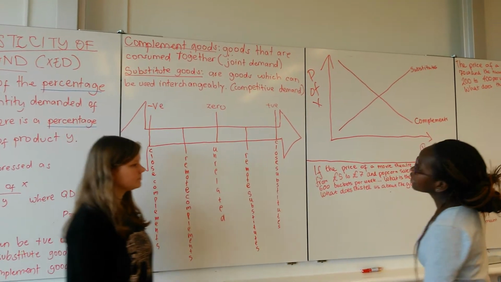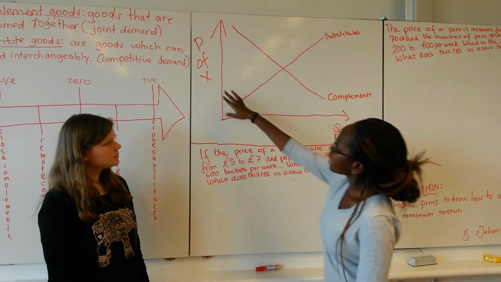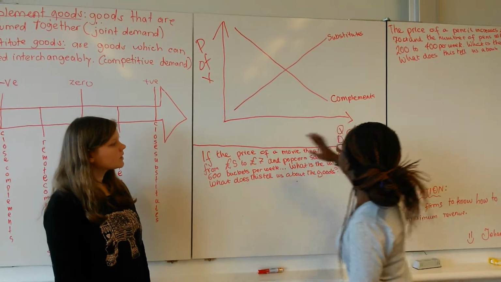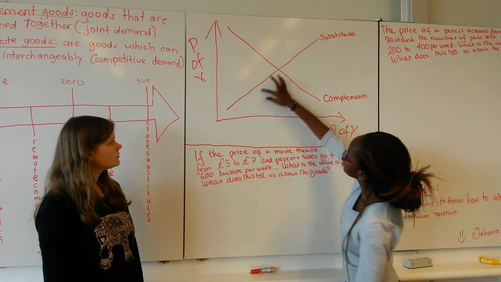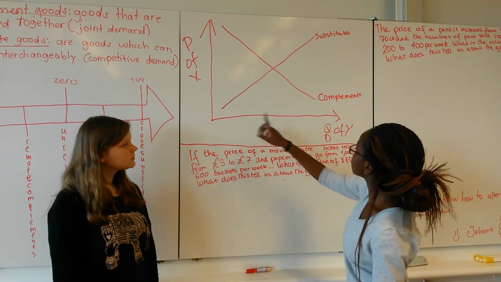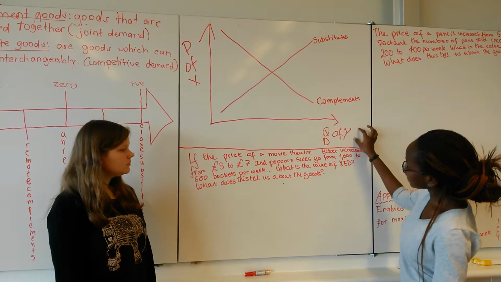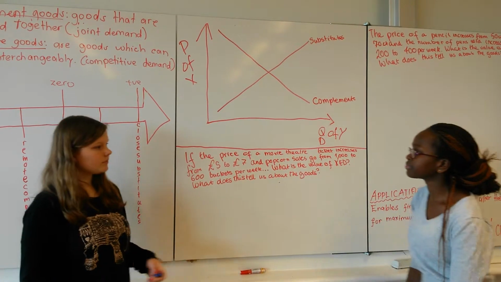Okay, so you can also express XED in a graph like this one, where if the price of product X increases and the quantity demanded of product Y increases, they are substitute goods, represented by that curve. And if the price of product X increases and the quantity demanded of product Y decreases, they are complement goods, which is shown by that other graph.